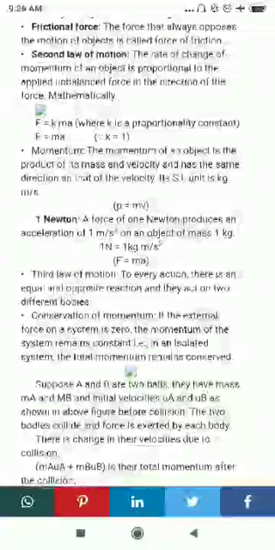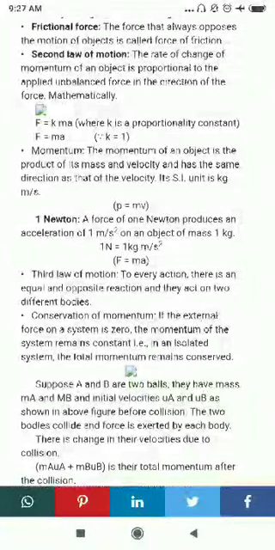What is momentum? How will you define momentum? The momentum of an object is the product of its mass and velocity and has the same direction as that of the velocity. What is the SI unit of momentum? Its unit is kilogram meter per second. How will you write it mathematically? Formula of momentum, p equal to mv, mass into velocity.